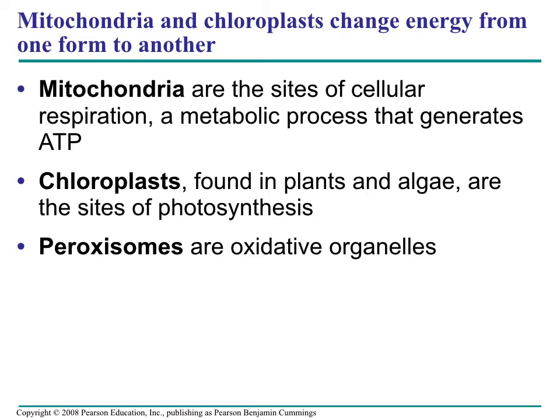The chloroplast is found in plants and algae and is the site where photosynthesis occurs. Photosynthesis is kind of the opposite of what happens in the mitochondria. This is where the chloroplast takes solar energy and uses it to convert carbon dioxide into glucose or other saccharides. And there are also the peroxisomes, where oxidative reactions occur, and a lot of dangerous chemical reactions occur inside the peroxisome so that it doesn't damage the rest of the cell.